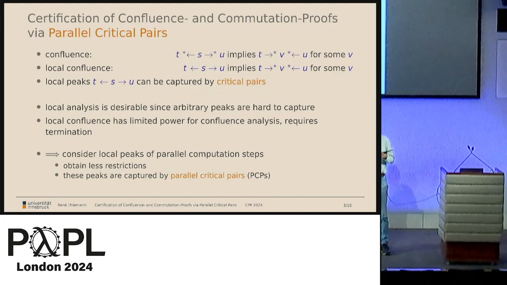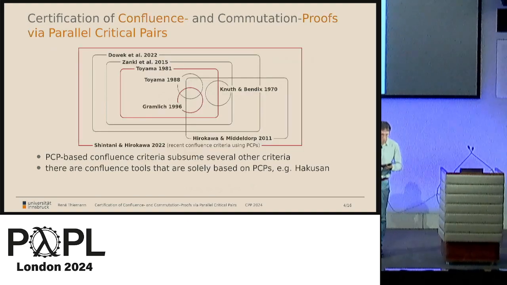And these one-step overlaps of the parallel rewrite steps, this is exactly what the parallel critical pairs can capture. So this is parallel critical pairs. Now let's put this together. Let's do confluence proving via parallel critical pairs. Why is this of interest?